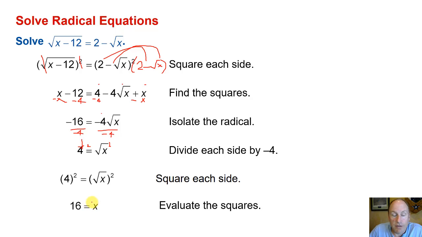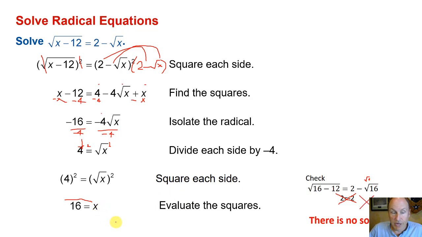But let's check our work. So let's take a 16 and substitute it in everywhere we see x into the original equation. So we get the square root of 16 minus 12 equals 2 minus the square root of 16. When we work that out, we get the square root of 4, which is 2, equals 2 minus the square root of 4, or 2 minus 2 equals negative 2. Well, that's not right. This is not a solution. That 16 is a so-called extraneous solution. It is not valid. Therefore, there is no solution to this radical equation.